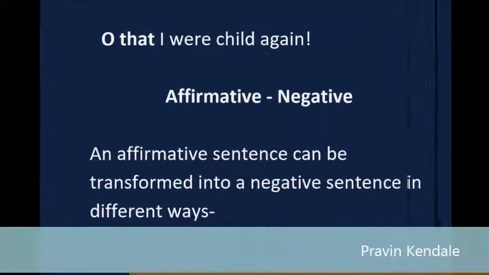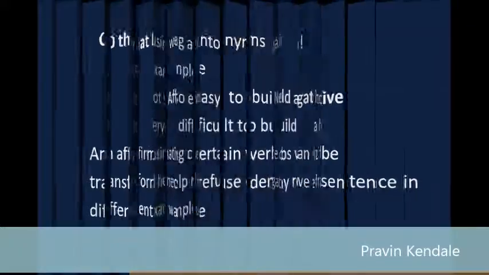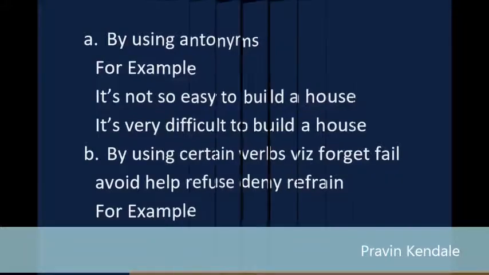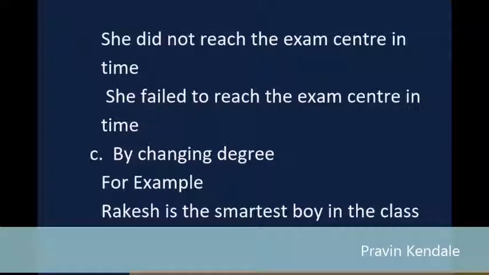Affirmative, negative. An affirmative sentence can be transformed into a negative sentence in different ways. A. By using antonyms. For example, it's not so easy to build a house. It's very difficult to build a house. B. By using certain verbs, viz. forget, fail, avoid, help, refuse, deny, refrain. For example, she did not reach the exam center in time. She failed to reach the exam center in time.